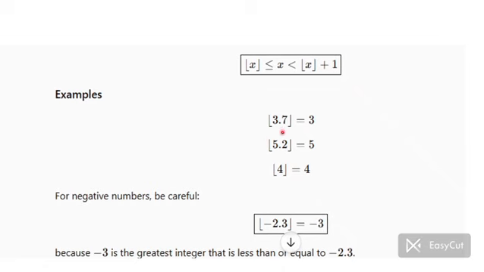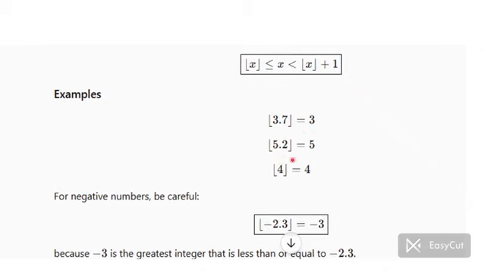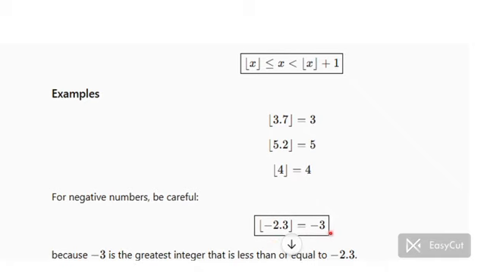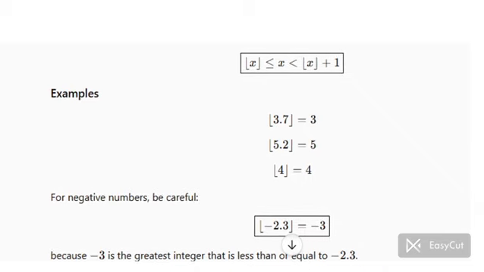Here, floor of 3.7 is 3, the least value; floor of 5.2 is 5. At the point 4, it has the value 4. Of course, it jumps. What about minus 2.3? The floor is minus 3, because minus 3 is the greatest integer less than or equal to minus 2.3.